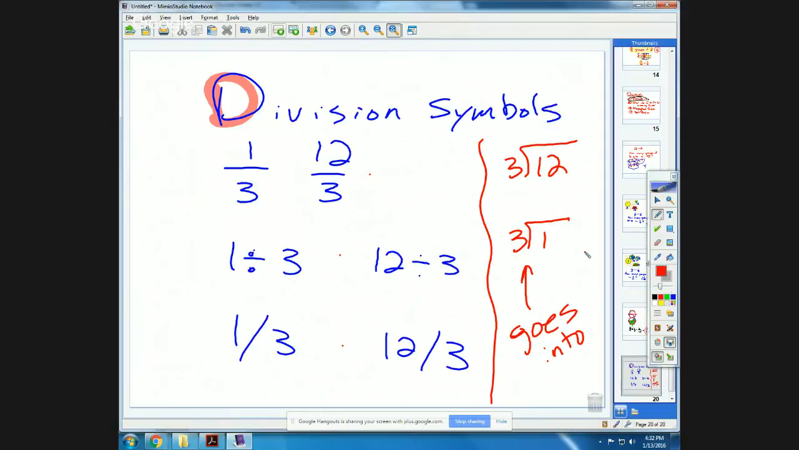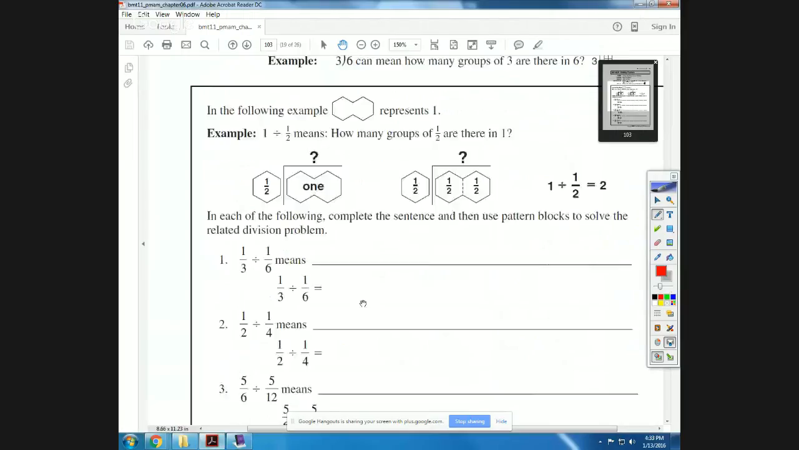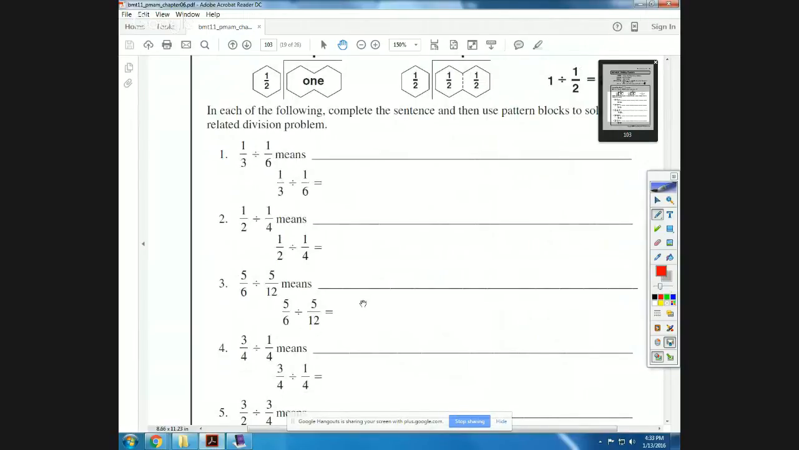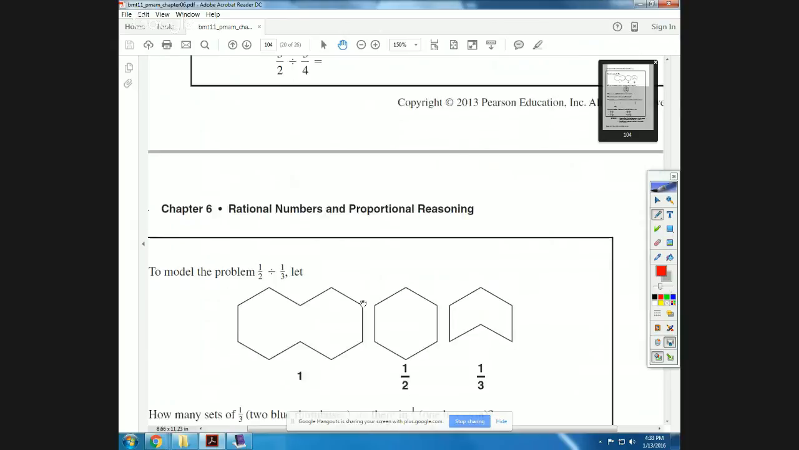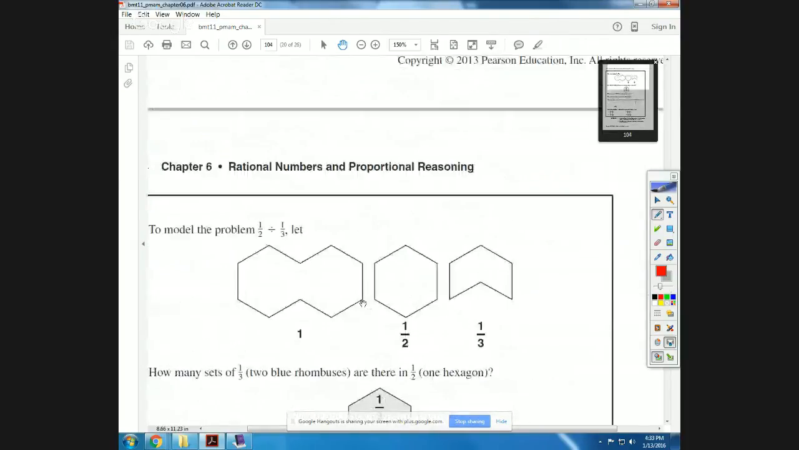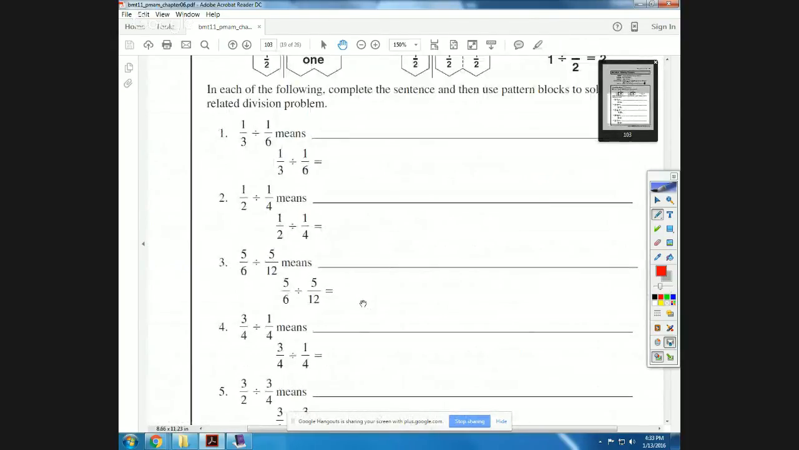So let's try one of these division problems from the worksheets. How about number 2, 1/2 divided by 1/4? Oh, that one's pretty straightforward. 5/6 divided by 5. Let's do number 4. Oh, we have another one? More on the next page? Oh, then they make it a little harder here. So let's do number 4: 3/4 divided by 1/4.